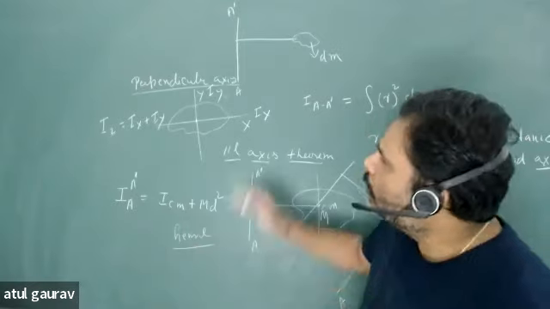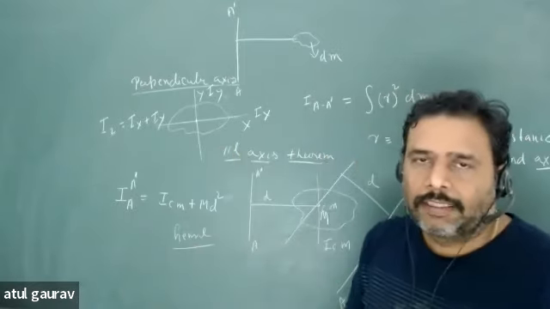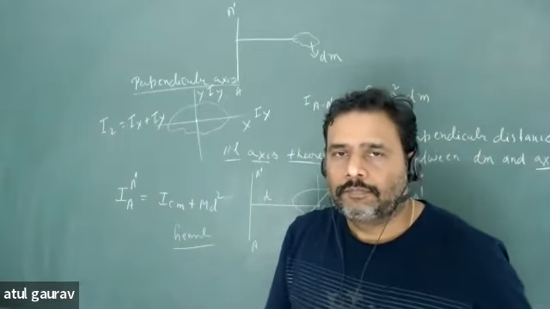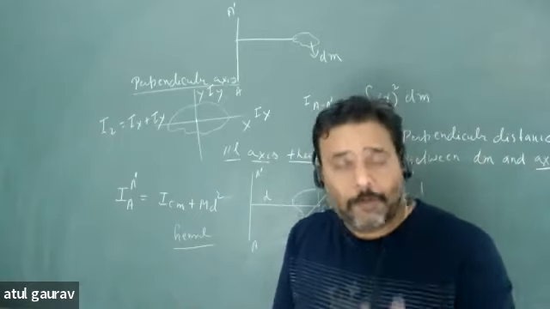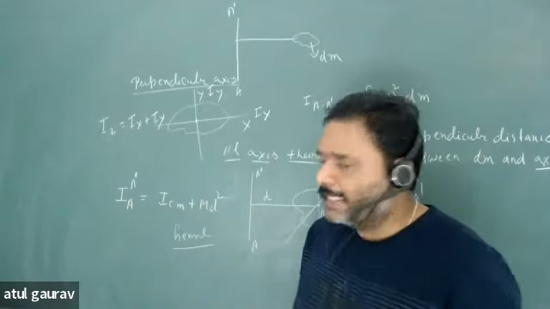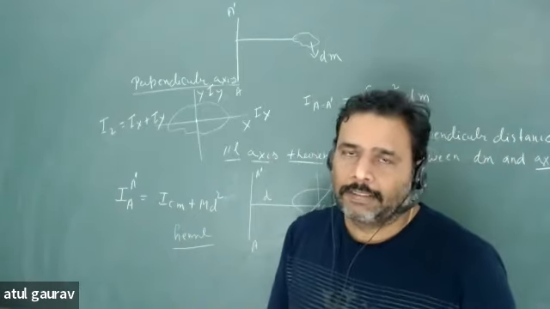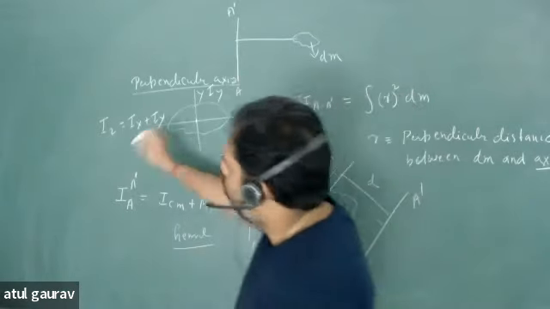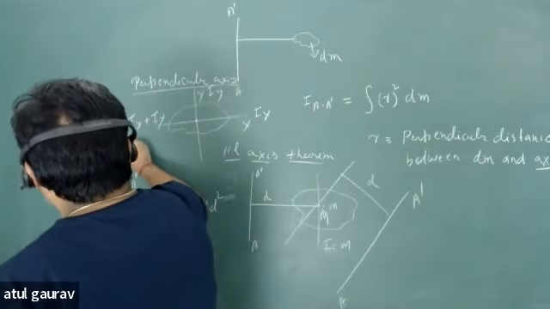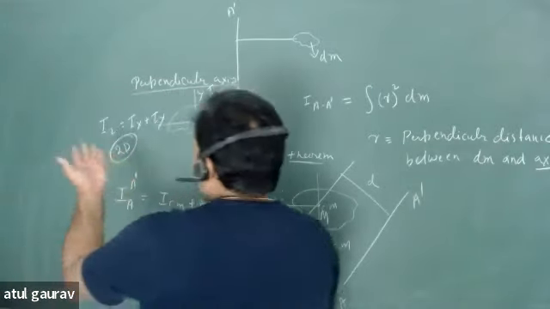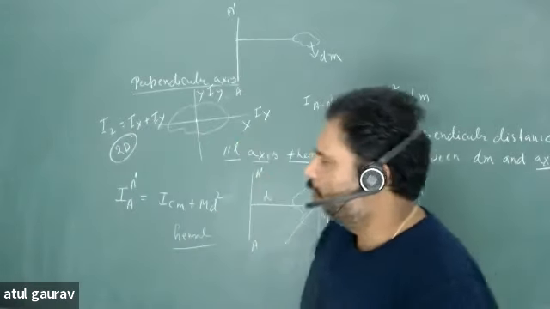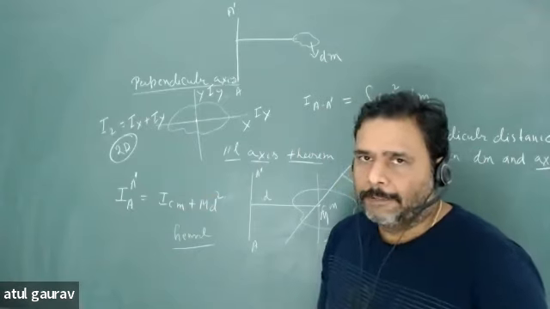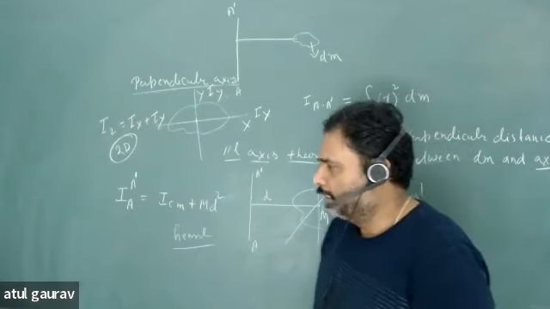Now suppose your mass distribution is in the yz plane, then what will be the perpendicular axis theorem? Ix is equal to Iy plus Iz. So you have to always be careful in which plane you have the distribution of mass. Mainly this is for the 2D plane. You can do 1D also, but there is no special use of it in 1D, whereas in the 2D plane you can use it very efficiently. Clear till here, everyone?